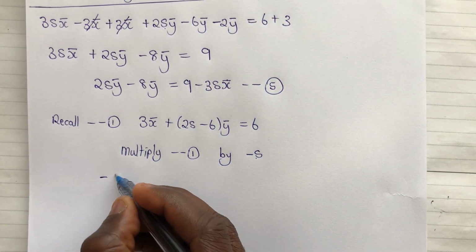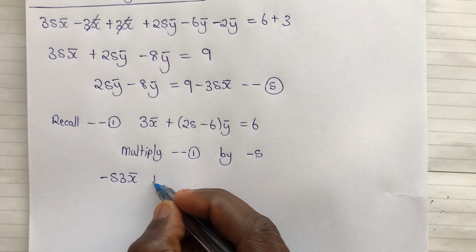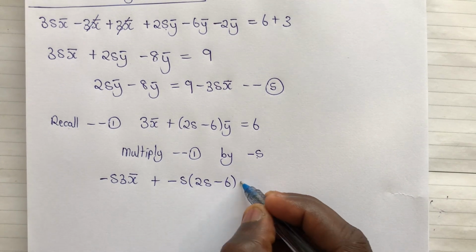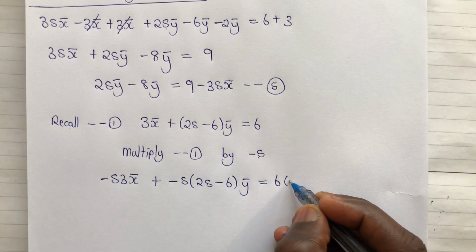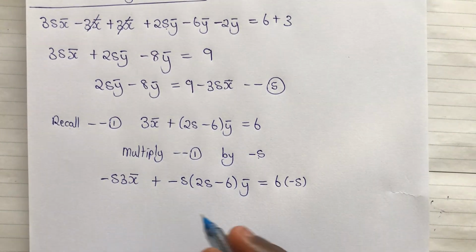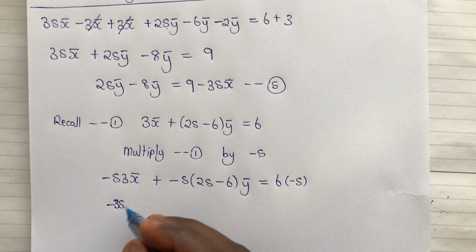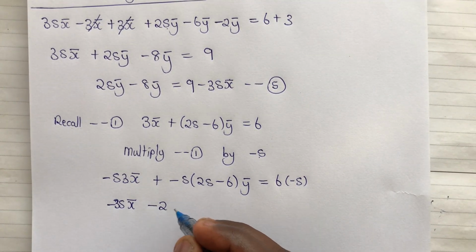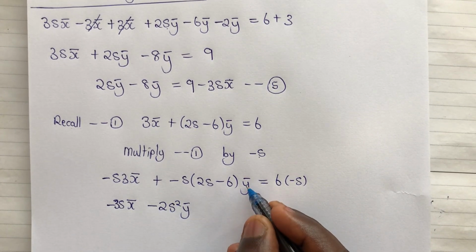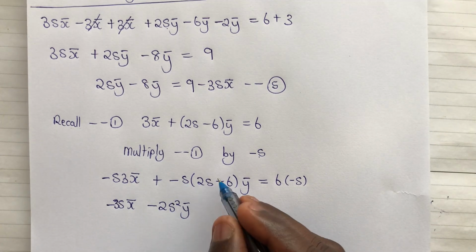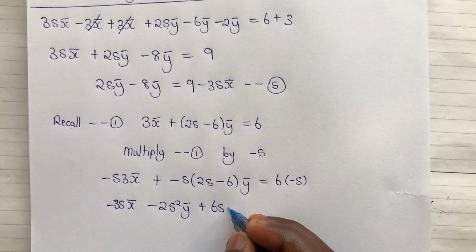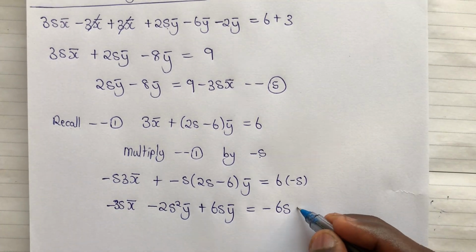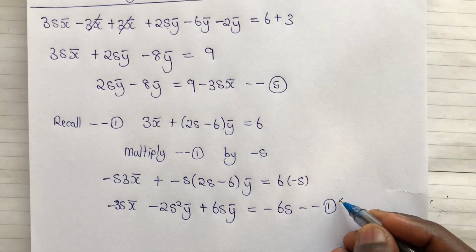Now when we multiply equation 1 by negative s, what are we getting? We have minus s times 3x bar plus minus s times 2s minus 6y bar, giving us 6 times minus s. Let's expand this. We have minus 3s x bar. This time this is giving us minus 2s square y bar. There's a y bar term outside here. Then when we multiply this, we have plus 6s y bar, giving us minus 6s. We can label this equation 1 star.